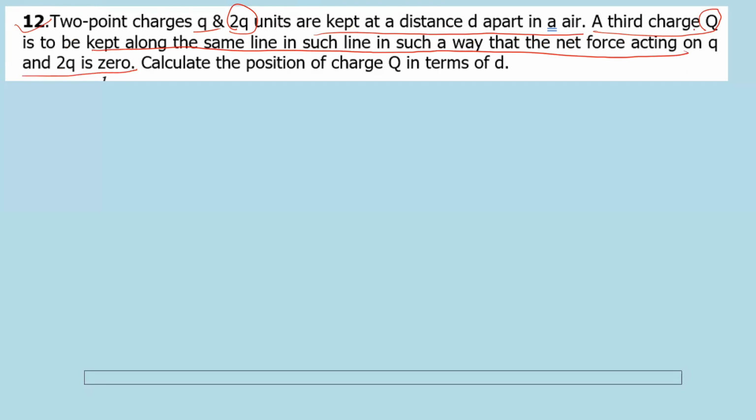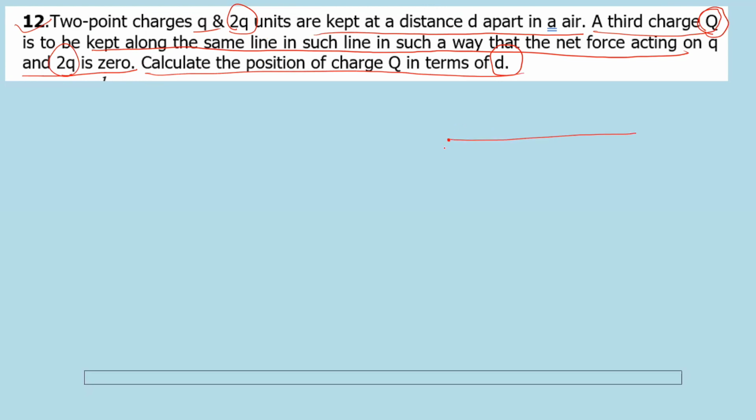So you're having a third charge q, which is kept along the same line, that is the line joining the two charges. And you will have to keep this charge in such a way that q and 2q will experience 0 force. So calculate the position of charge q in terms of d. You will have to write where you will place the charge q, so that both the charges q and 2q will experience 0 force. So for this, let us draw the figure first.